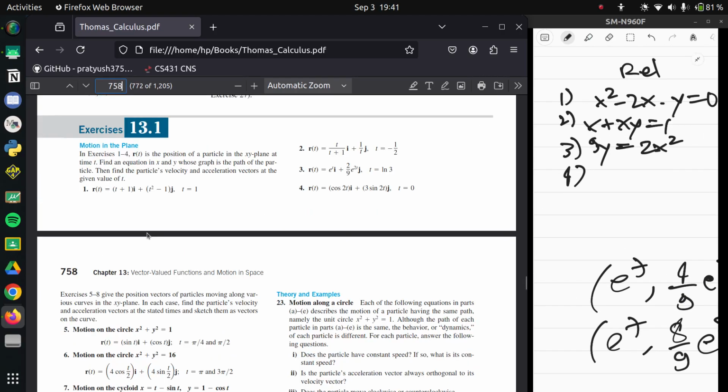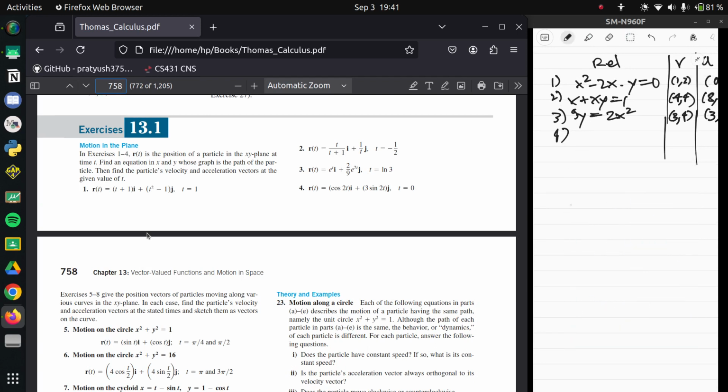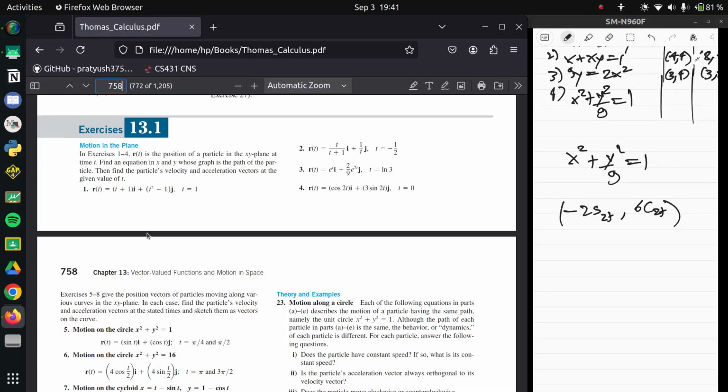Fourth is r of t equal to cosine 2t, all that. So sure, you can find a relation, just square that, add that, all that. So x squared plus y squared upon 9 is equal to 1. That's an ellipse. We've seen this a lot, 1,000 times. Okay, also just take a derivative of this stuff. So negative 2 sine of 2t comma, what, it's negative 6, not negative, it's 6 cosine of 2t. Cool, that's a velocity.